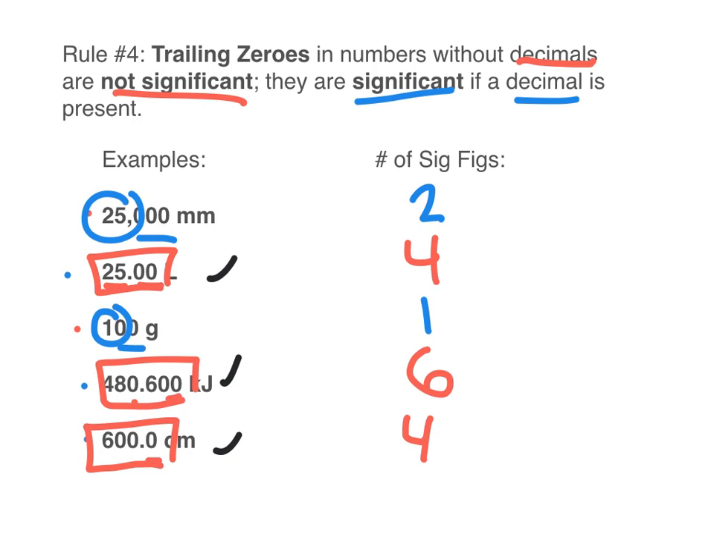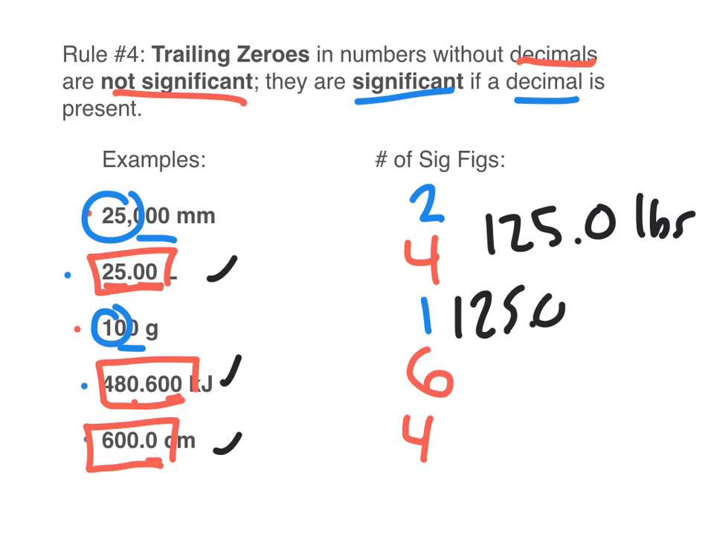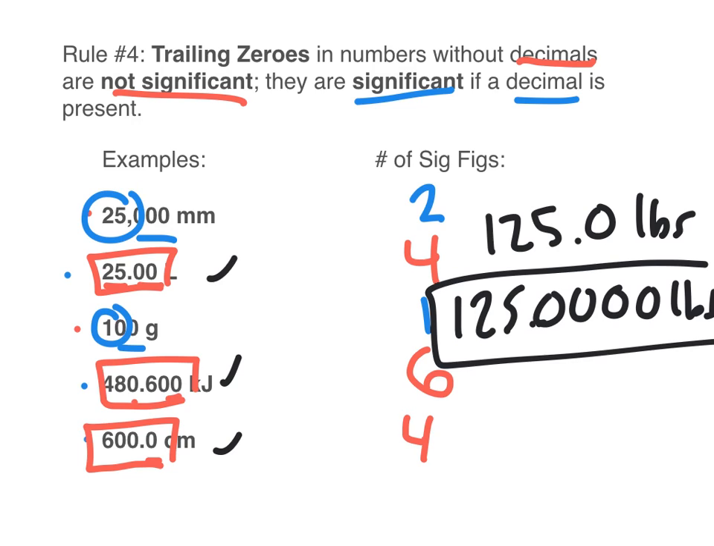So let's pretend you stand on a scale, and the scale says you weigh 125.0 pounds. It's a pretty good scale. What if you stand on a different scale and it says you weigh 125.0000 pounds? Which scale is more precise? Obviously this one. Why? It gave you not just 1 decimal point, it gave you 4 decimal points.